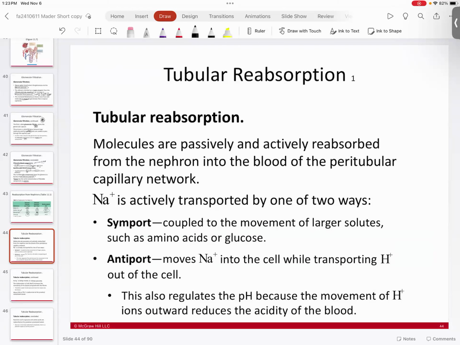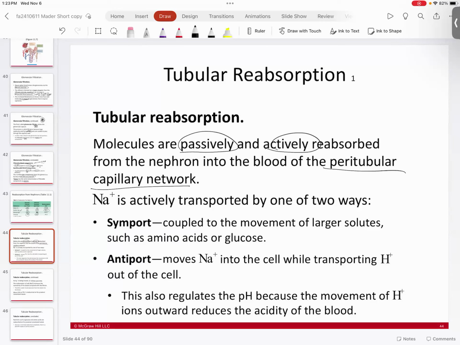So let's take a look at the tubular reabsorption, right? We just talked about filtration. Now we want to take a look at tubular reabsorption. This is basically where molecules are taken back and moved back into the body by way of this peritubular capillary network, which we saw earlier in the chapter. When a molecule is in the filtrate and we want to bring it back in, we can either move it in passively, like passive transport, like ion channels and things like that, or we can do it actively. We're going to actively pump it in, which is going to require ATP.